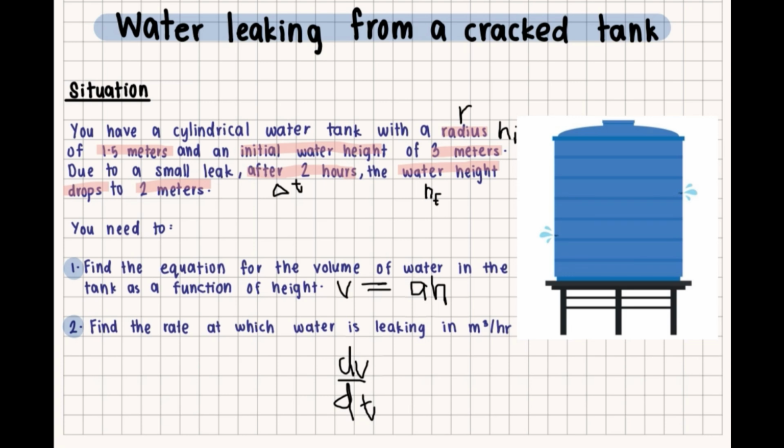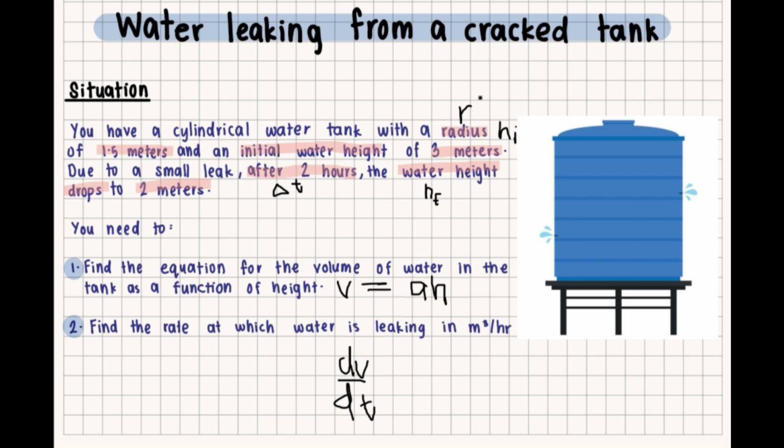Assalamualaikum warahmatullahi wabarakatuh. So today with me, Adam Danish, I will explain how to answer this problem from the situation that has been given here. Today, the situation is water leaking from a cracked tank. First, let's read the situation. You have a cylindrical water tank with a radius of 1.5 meters and an initial water height of 3 meters. Due to a small leak, after 2 hours, the water height drops to 2 meters.